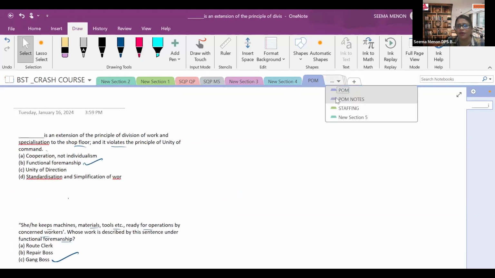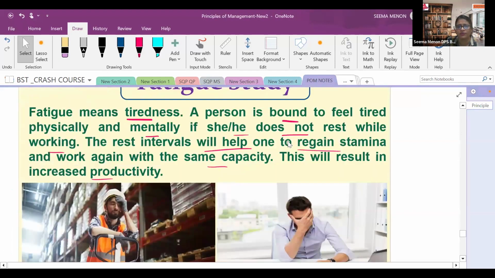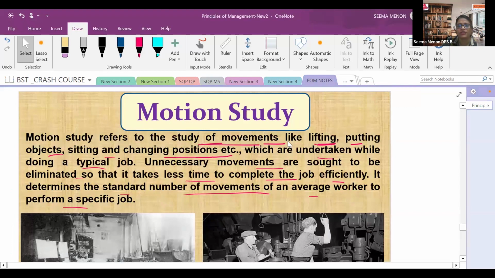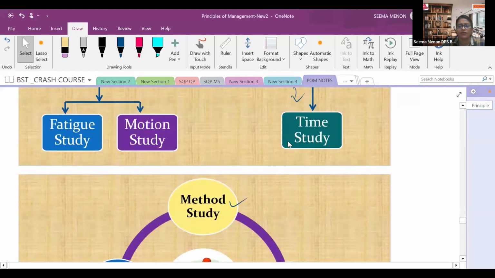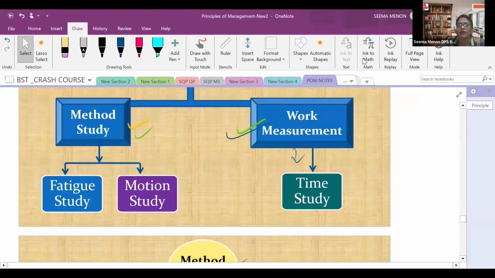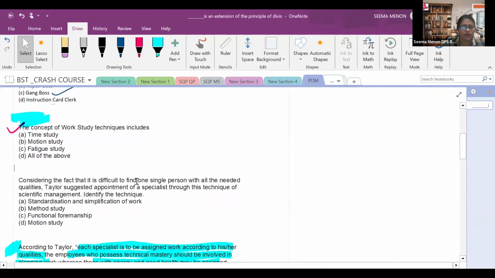If you have any doubt, you can again go back to the diagram. So the work study includes what? You can see the diagram: work study, method study, fatigue study, time study, motion study. So I hope now you will be able to answer that. The answer will be all of the above, because it includes all 4: time study, motion study, fatigue study, and method study. Method is not given, so the rest of the 3 will be considered.